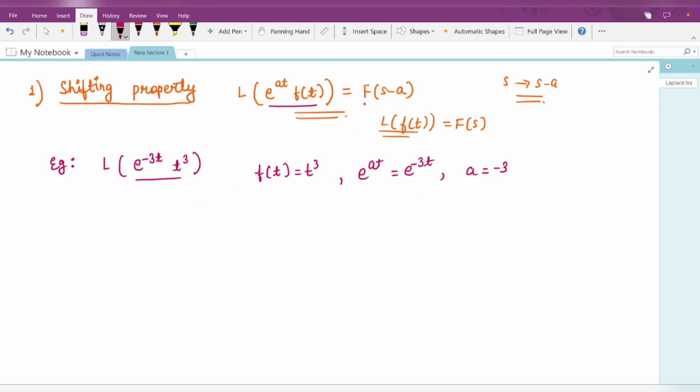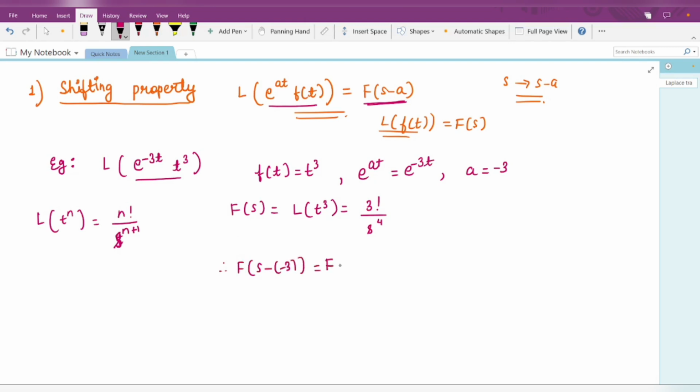And now this is equal to f of s minus a, and to find f of s minus a, first of all find f of s, that is nothing but L of t cube, and we know that L of t raised to n is n factorial by s raised to n plus 1. So this is equal to 3 factorial by s raised to 4. Now f of s minus a, that is f of s minus minus 3, is f of s plus 3, and this is equal to 3 factorial by s plus 3 whole raised to 4. So this is the answer of our question. The Laplace transformation of e raised to minus 3t t cube will be equal to 3 factorial by s plus 3 whole raised to 4.